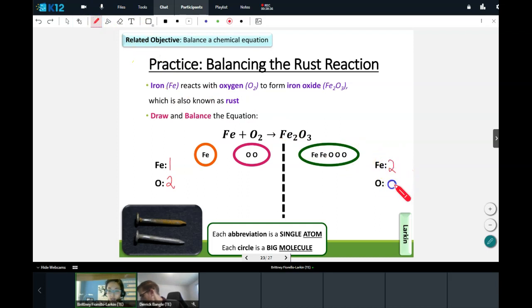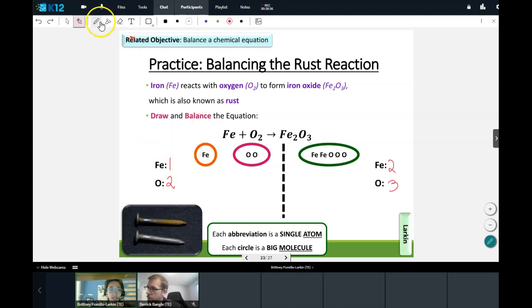So let's go ahead and actually work on balancing this one together. And then again, the last question, you will have to find those coefficients on your own. So taking a look here, let's balance our irons first. Which side needs more iron, the left side or the right side? Which side needs more iron?